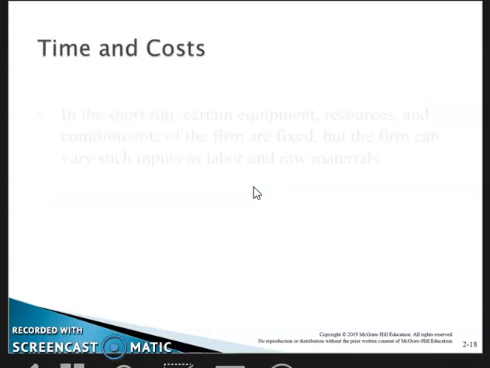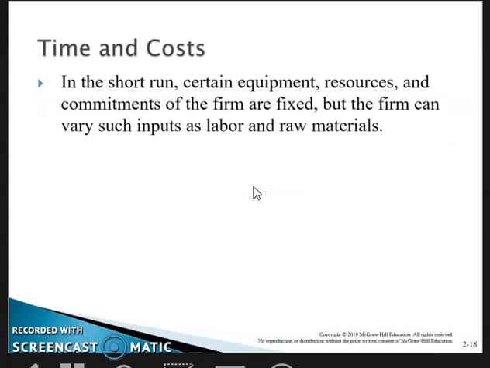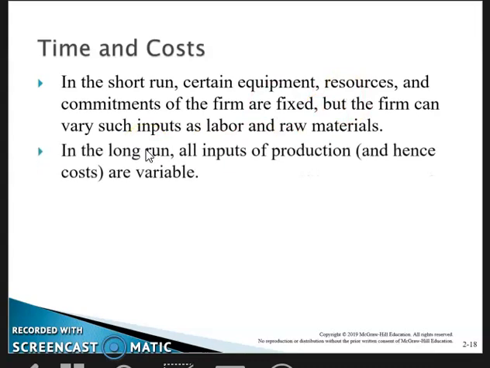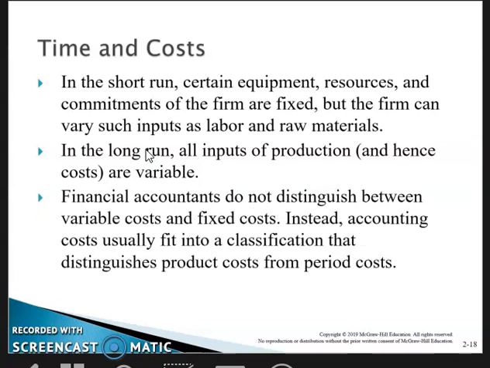Time and costs. In the short run, equipment, resources, and commitments of the firm are fixed, but the firm can vary inputs like labor and raw materials at any point. In the long run, all inputs of production and costs are variable. The financial accountants don't distinguish between variable and fixed costs. Instead, accounting usually fits costs into a classification that distinguishes product costs from period costs.